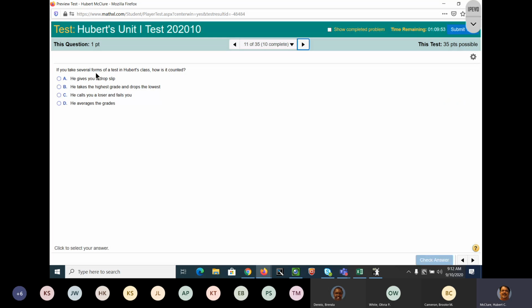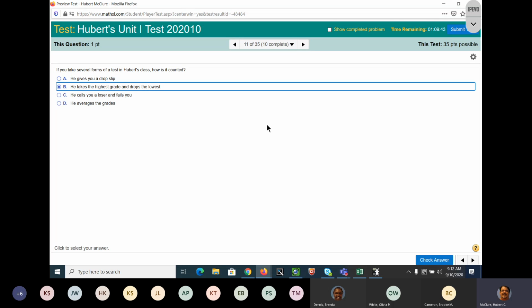If you take several forms of a unit test in Hubert's class, how is it counted? I kind of like C, but I can't do that, so I got to do B.